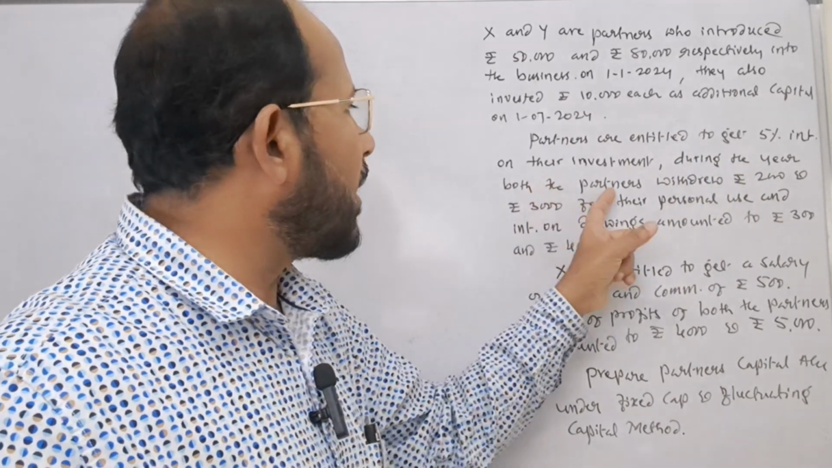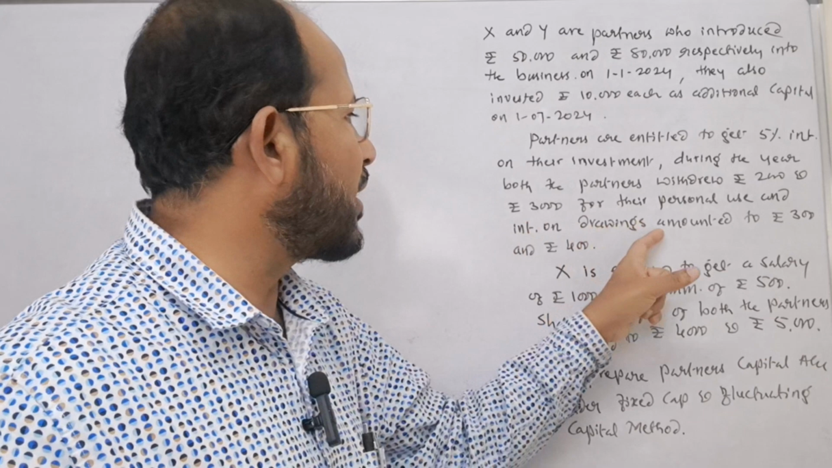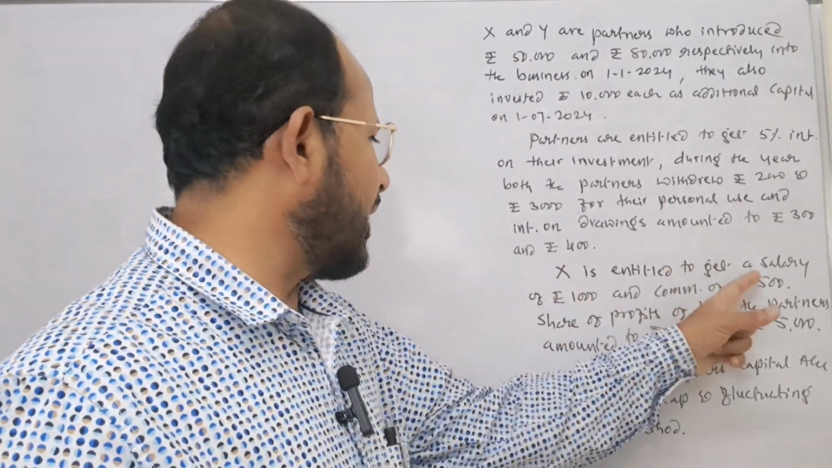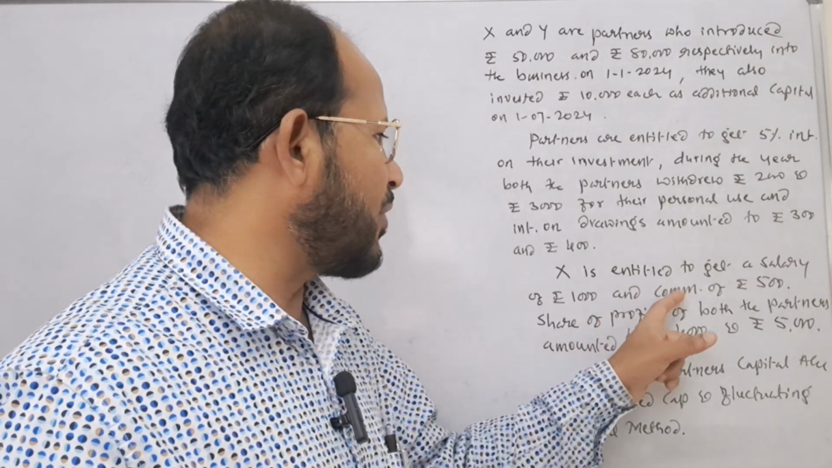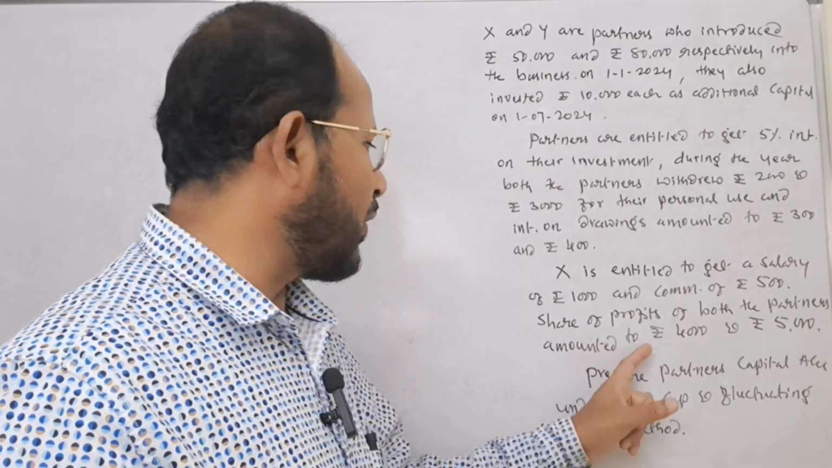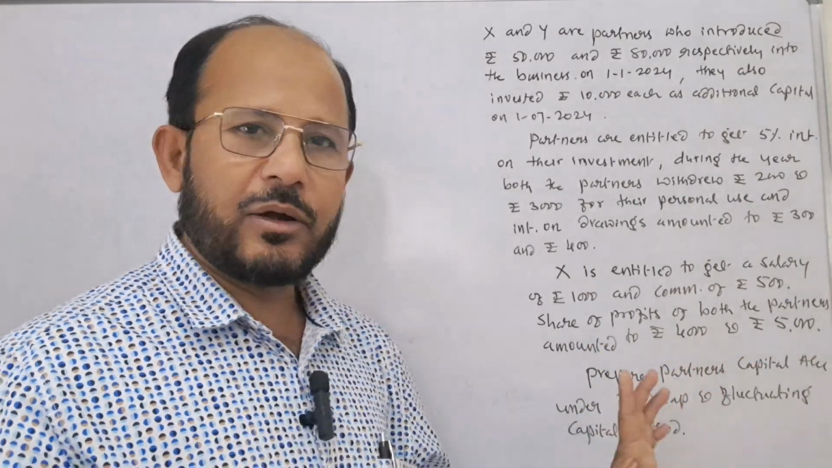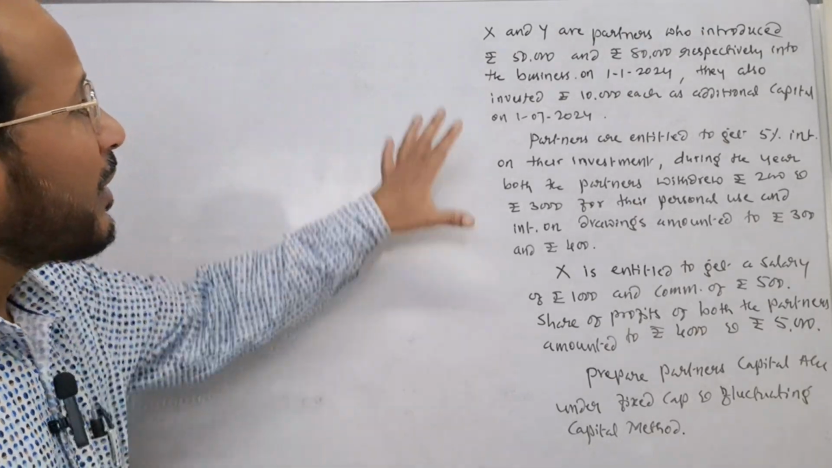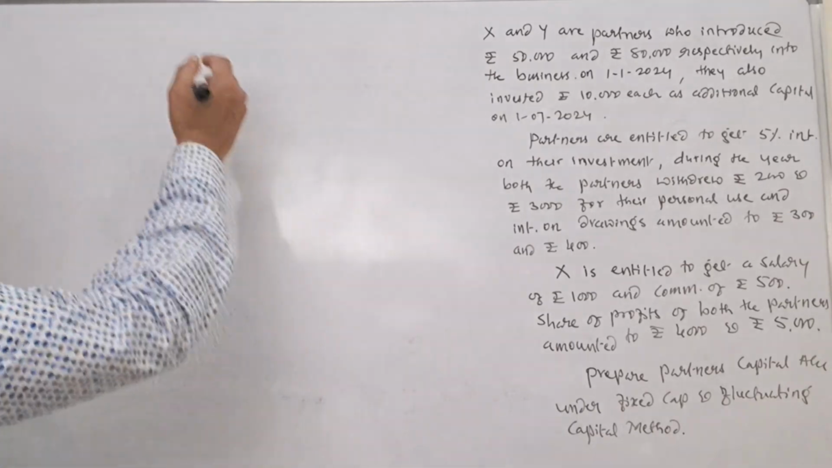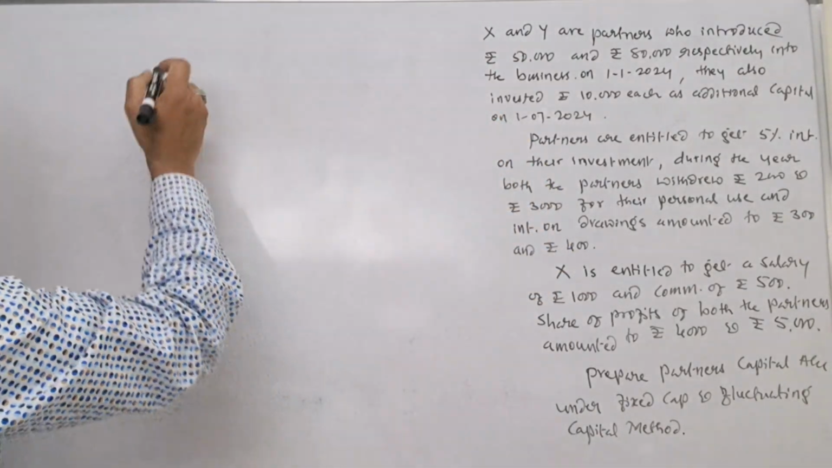During the year, both the partners withdrew rupees 2000 and 3000 for their personal use, and interest on drawings amounted to rupees 300 and rupees 400. X is entitled to get a salary of rupees 1000 and commission of rupees 500. Share of profits of both the partners amounted to rupees 4000 and rupees 5000 respectively. Prepare partners capital accounts. See, if this type of information is given, we need to prepare partners capital accounts under the fluctuating capital method and under the fixed capital method.